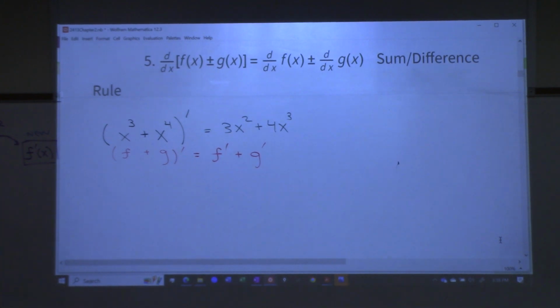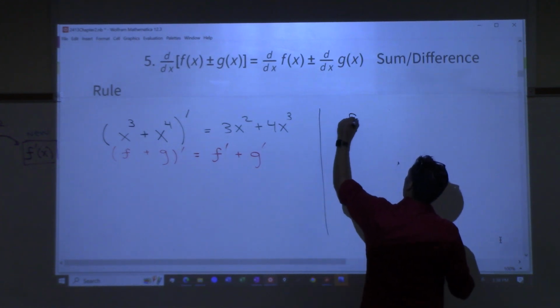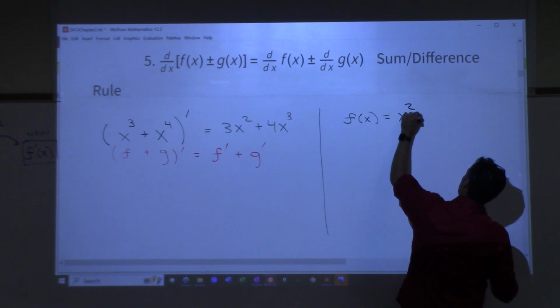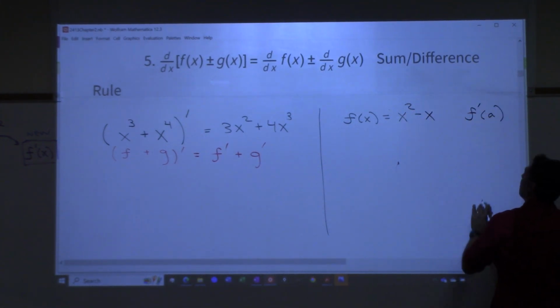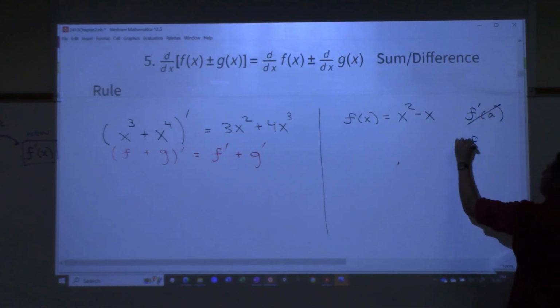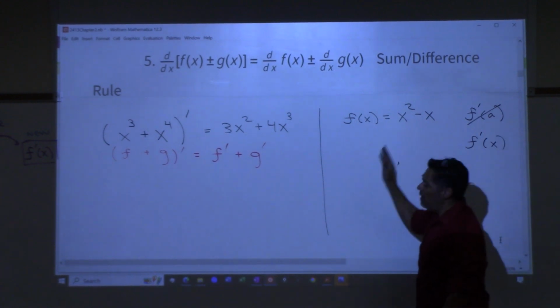Let's look at our quiz problem from today. Our quiz problem from today was f of x equals x squared minus x. And I asked you for f prime of a, didn't I? Which means take the derivative of that. Well, let's say f prime of x, because now we know we're going to just dump the a and replace it with x. Let's find the derivative of that.